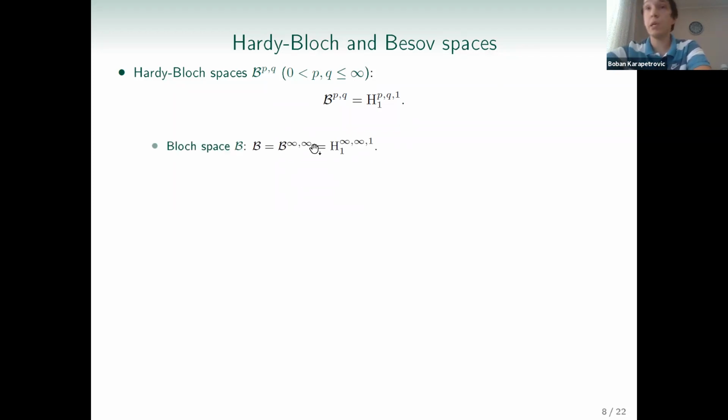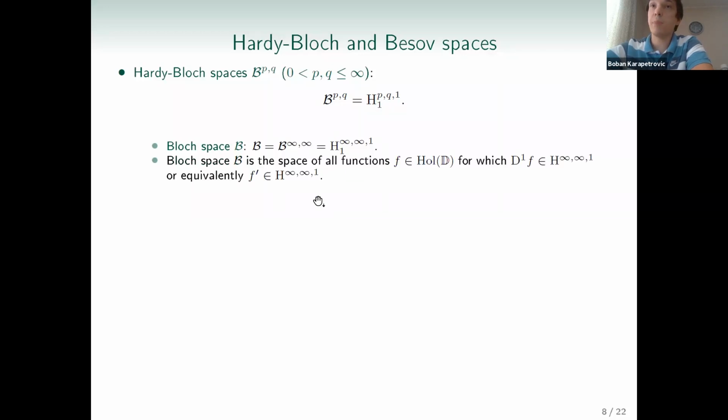So the Bloch space B is actually this space H^{∞,∞}_{1,1}. And in this context, the Bloch space is the space of all functions f holomorphic in the unit disk D, for which the first fractional derivative of f, or equivalently, the first derivative of f, belongs to this mixed norm space.